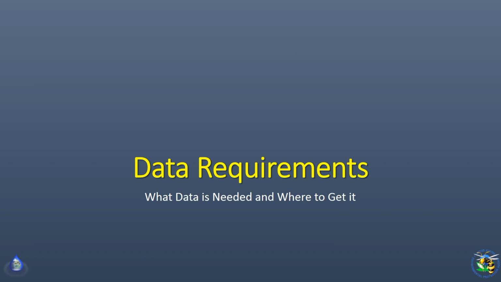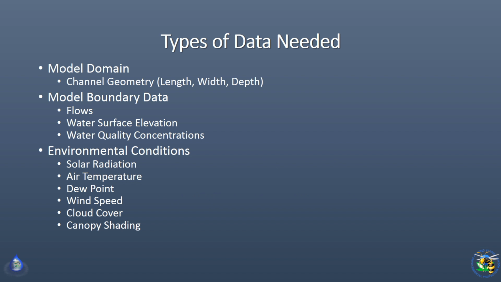All right, we're going to look at some of the data requirements, what kind of data is needed for WASP and where you can get it. So really the types of data that you need are kind of broken down into a couple of different things. The first one is the model domain, how you break your water body up into segments. And that's things like, how do you define the channels and such. And we'll talk a little bit more about that in depth in a little bit.